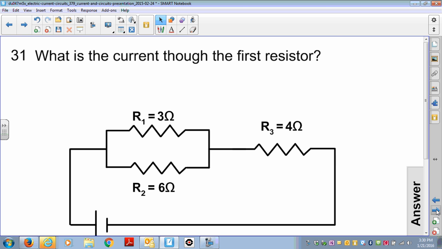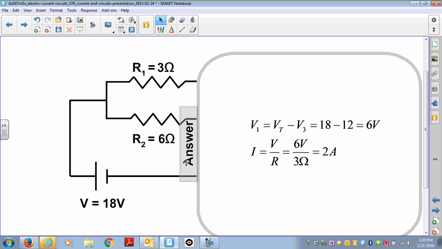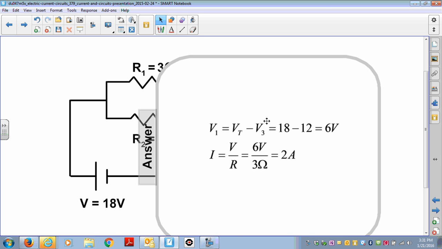What is the current through the first resistor? Go ahead and pause the video. Okay, so let's take a look. We have to find out what the voltage drop is for V1. V1 is going to be the total voltage minus V3, which is the voltage drop on this resistor. This is a little bit of a tricky way of doing it. It's not really the way I recommend you do it.